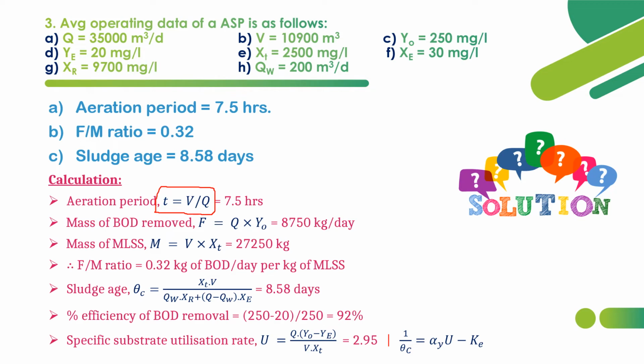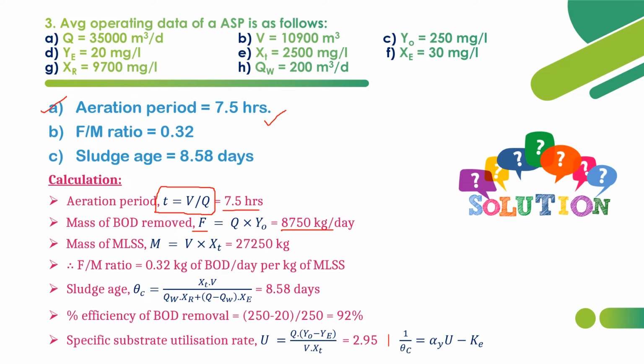We have to convert that into hours to get the answer as 7.8 hours. So option A is correct. And then we have to find the F by M ratio. So numerator value F, that is mass of BOD removed, is nothing but Q into Y naught. What is Q here? 35,000 into Y naught, 250 milligram per liter. By converting into proper units, we will get the answer as 8,700 kilogram per day.